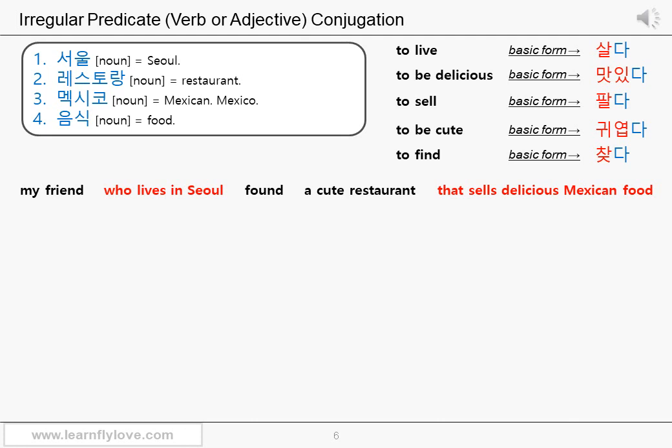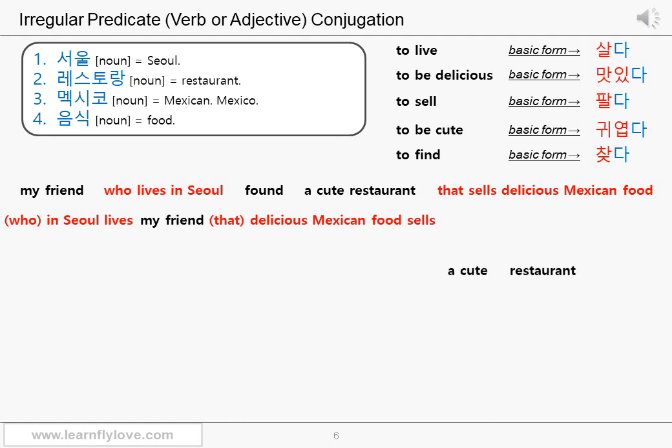My friend found a restaurant. This sentence is basically in the English sentence pattern number 2. Subject plus verb plus object. So, we can see that a restaurant is an object of the entire sentence. Let's rearrange the words. What is the subject? Yes, my friend is the subject. But it's modified by the who lives in Seoul part. So, who lives in Seoul comes first, and then my friend comes next. That sells delicious Mexican food part modifies a cute restaurant.